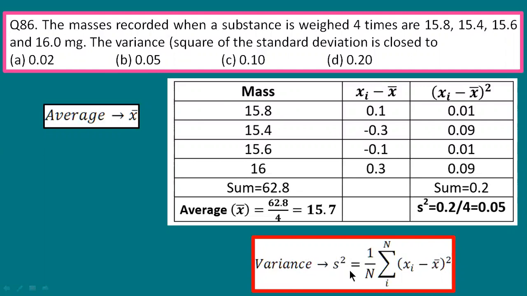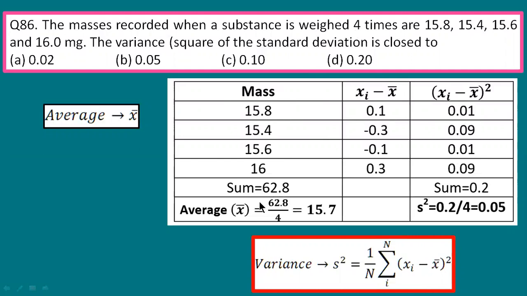The formula is equal to 1 by n, summation of (xi minus x bar) whole square, where x bar is the average I talked about. Here n represents how many data points you have, that means how many times you have done the measurement. In our case it is 4. Now let us see the table I have made.